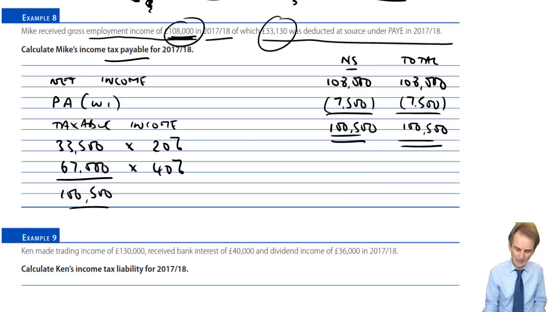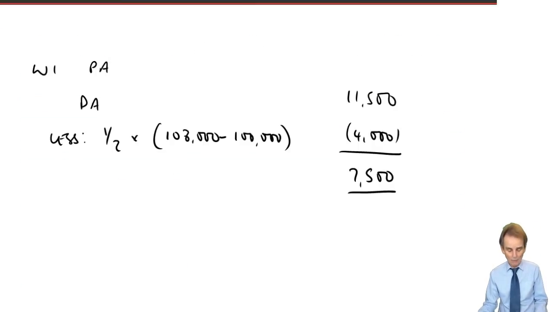Now you again can check the model answer to that in a moment's time, but the key issue there was how it was that we computed our revised personal allowance in this working one. Again, start off with our normal entitlement, £11,500, and then reduce it by the restriction. This is the bit that you have to remember.